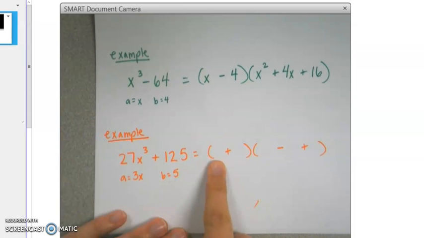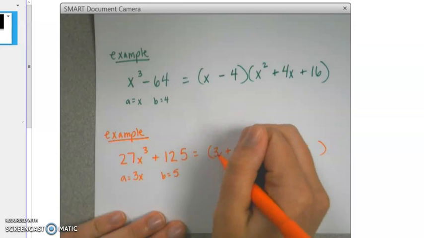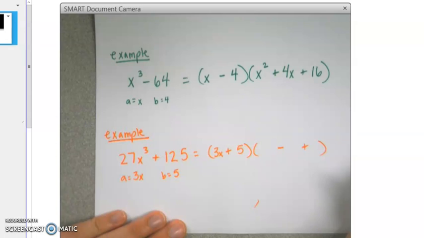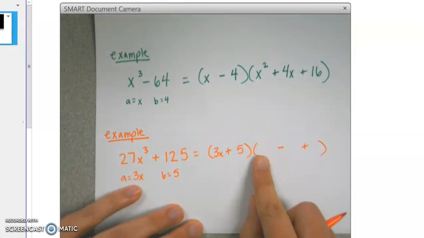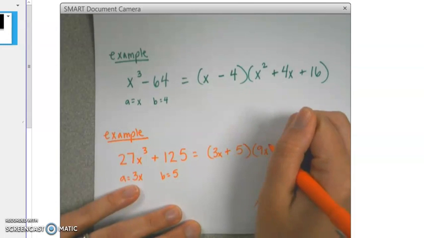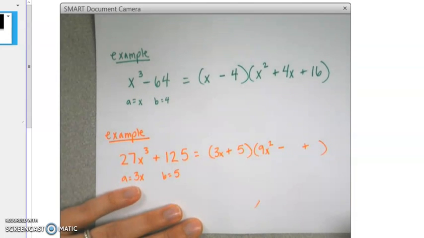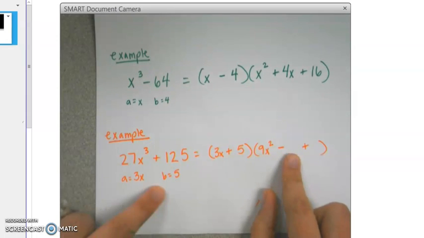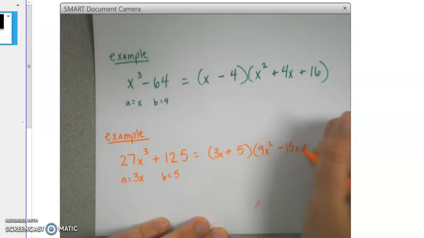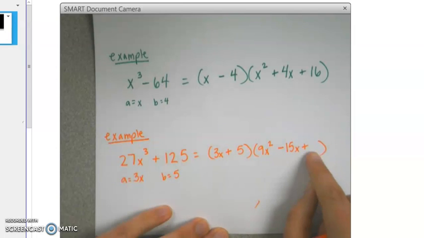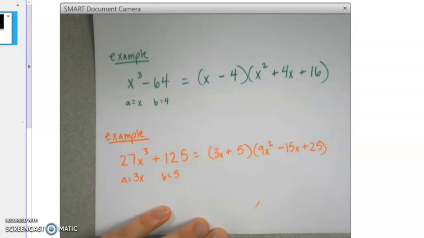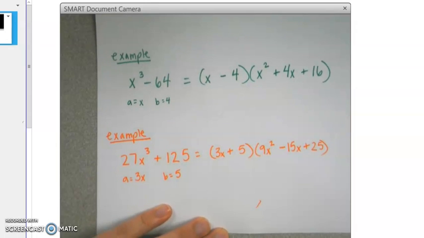So my formula says that a goes here, that's 3x, and b goes here, that's 5. This one is a squared. Well, 3x times 3x is going to make 9x squared. The middle one says multiply a and b together. 3x times 5 is 15x. And the last one is b squared. 5 times 5 is 25. Oh, that's how you do that one.